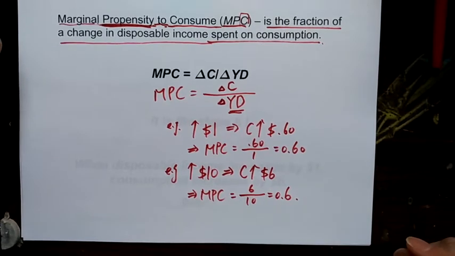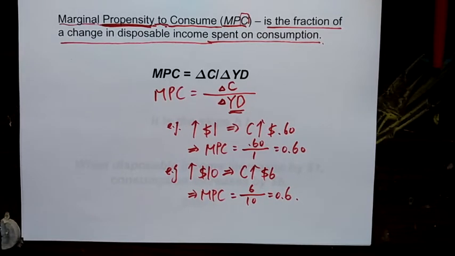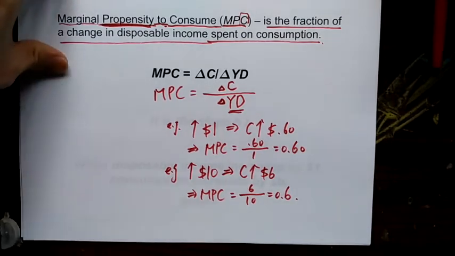Let me ask you a question. Which country has a higher marginal propensity to consume, Japan or the United States? The answer is the United States, because Japanese save more than we do. When we have extra income, we spend more. So the United States has a higher marginal propensity to consume than Japan.